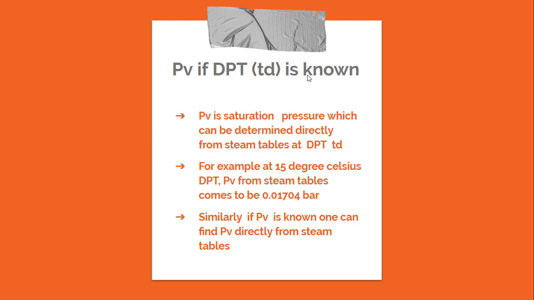Dew point temperature is known and you want to find PV. What you need to do? Again, for example, let us say the dew point temperature is 15 degrees centigrade. Now what you need to do? Go to the steam tables.